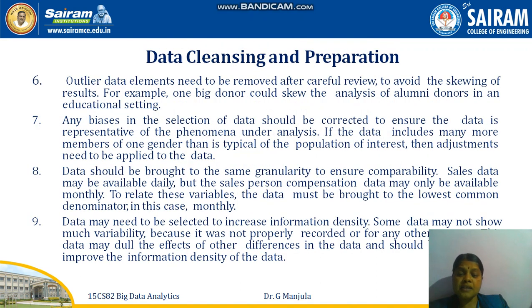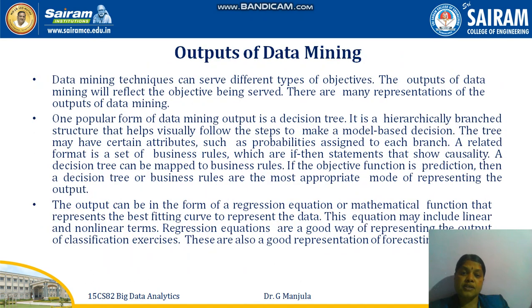Not only that, there are many. For example, data should be brought to the same granularity, because I'm going to use, you can see the 8th point, data clustering. I may use artificial intelligence, that is ANN, artificial neural networks methodology. Different technologies we are going to apply, different data visualization we are going to use once we have collected the data. That is called the same granularity, to ensure comparability. Sales data may be available daily, but the salesperson compensation data may only be available monthly. So these are some of the ways we can think about the selection of the data and gathering the data.